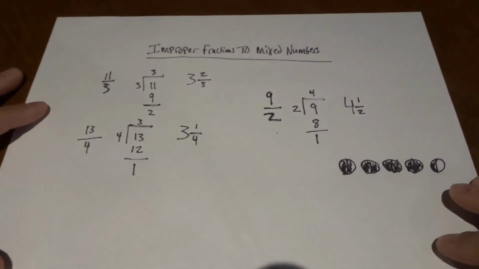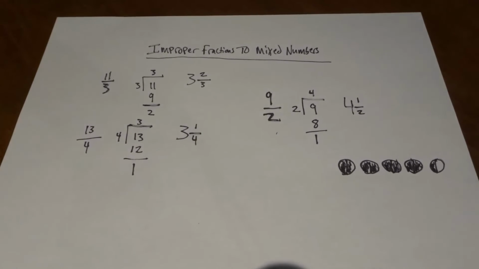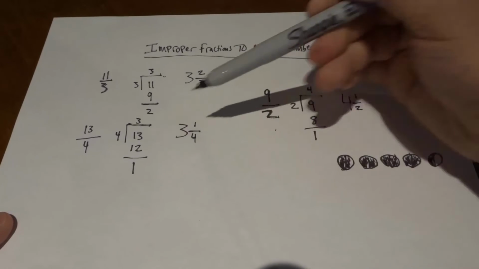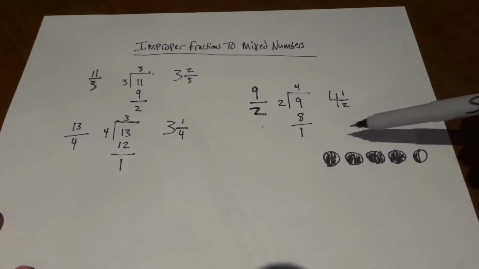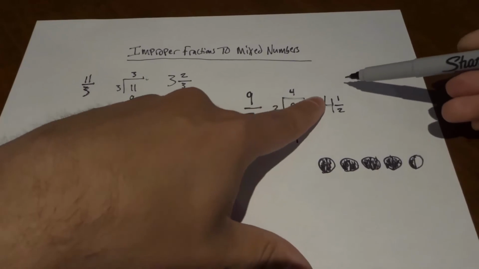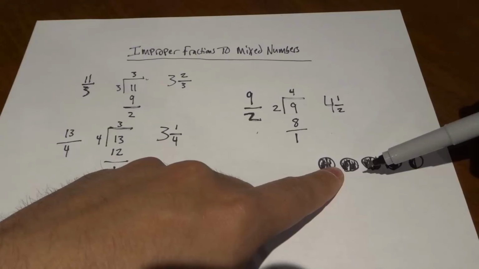And that's basically it. In this video, I have shown you how to convert improper fractions to mixed numbers. I've given you three specific examples, and I've also shown you with a graphical representation about what it means to have a mixed number like this.